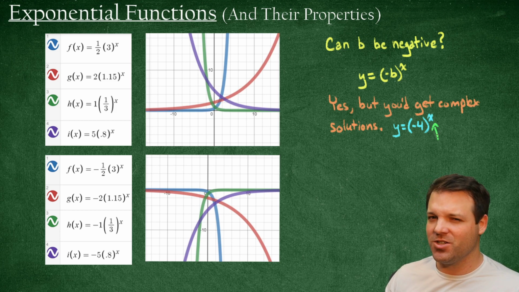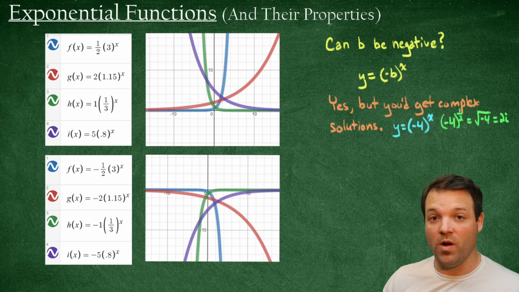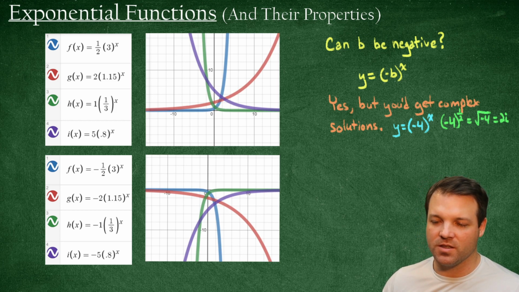However, it's not just about plugging in 0, 1, 2, 3, 4, all of these integer values for x. What about everything in between? What if I plugged in 1/2? So that would be -4 to the power of 1/2. And that is actually a square root. And as we know, the square root of a negative number gives you an imaginary number. In this case, it would be 2i. So again, we will not deal with these in this class.